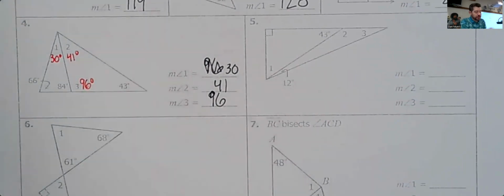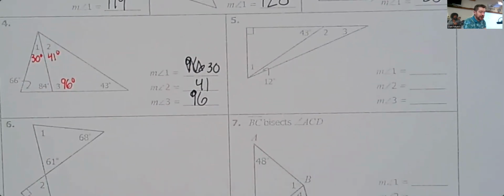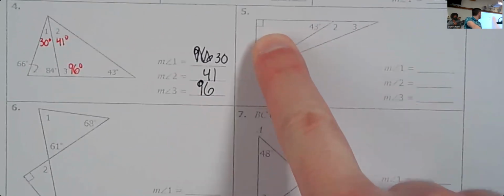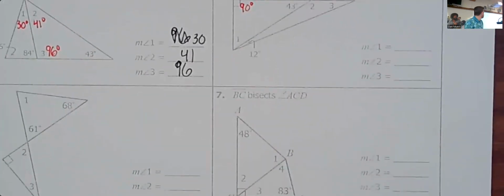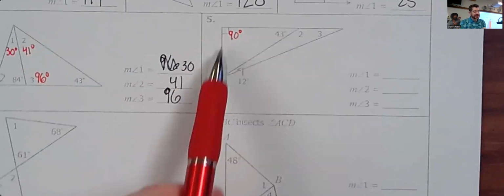All right. Let's keep going here. For problem number 5, how many degrees is this angle right here? 90. I'm just going to write that in. That's a right angle. That's 90 degrees. I'm going to suggest that we figure out angle 1 first here, just because for angle 1, we already have 2 of the angles inside the right triangle.